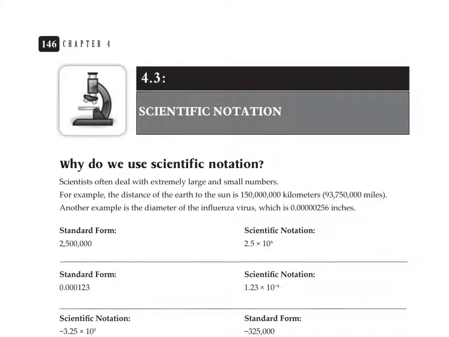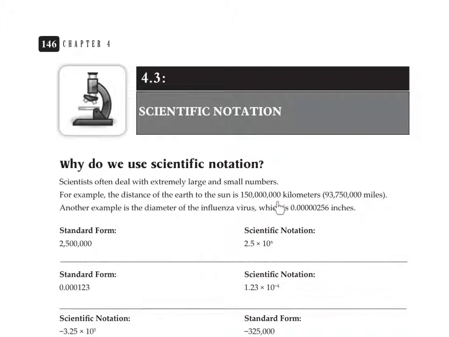All right, we're working in our Grosch's book, Developmental Math 2, and in this video we're going to talk about Section 4.3, Scientific Notation. All right, up here at the top of the page, you see the big question: why do we use scientific notation? Scientists often deal with extremely large and extremely small numbers.